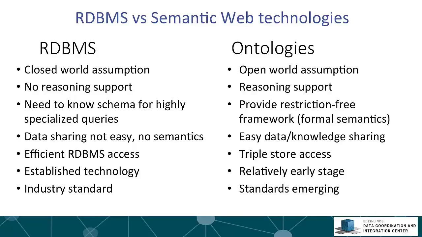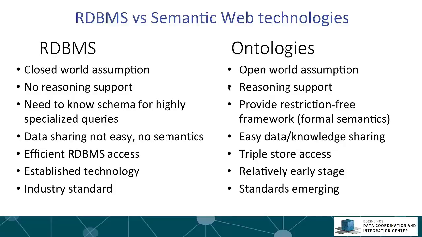To ask a specialized query to a relational database, we need to know the schema in order to combine information from different tables. In contrast, semantic web technologies via formal semantics provide a restriction-free framework to ask queries. In a way, those queries work by traversing a graph that is defined by the ontology. As a consequence, in relational database systems, data sharing is often not easy because there are no formal semantics. And if you want to exchange any information, the schemas would have to be somehow compatible. In contrast, semantic web technologies provide easier data sharing and knowledge sharing.